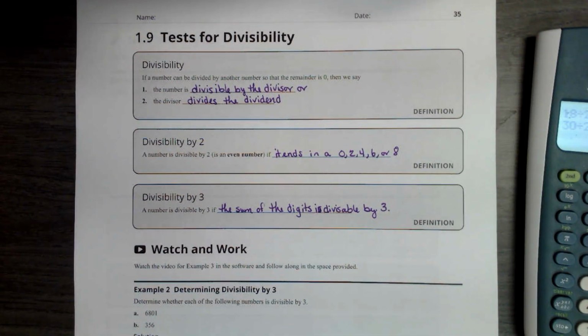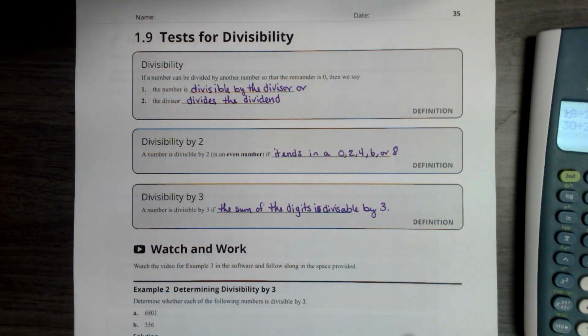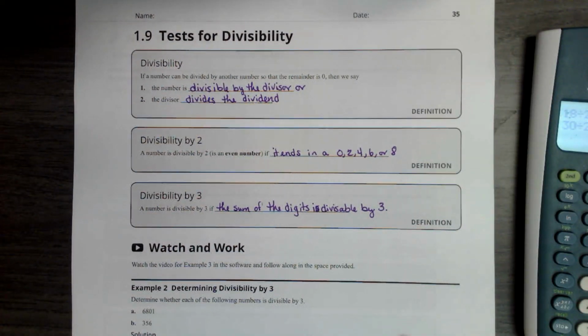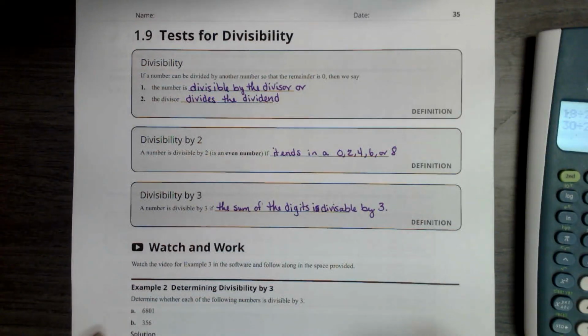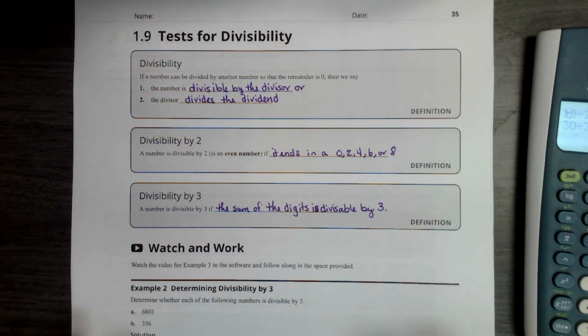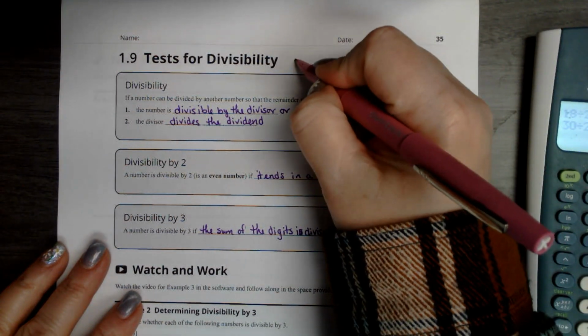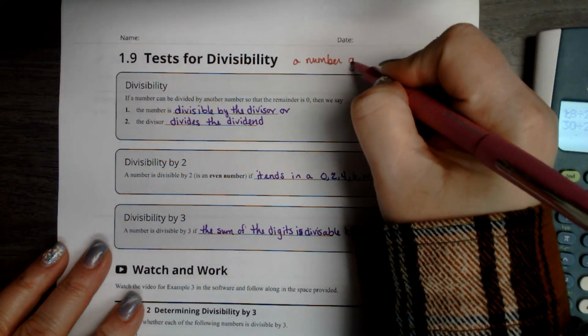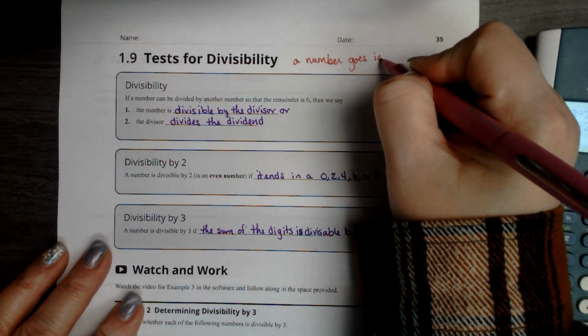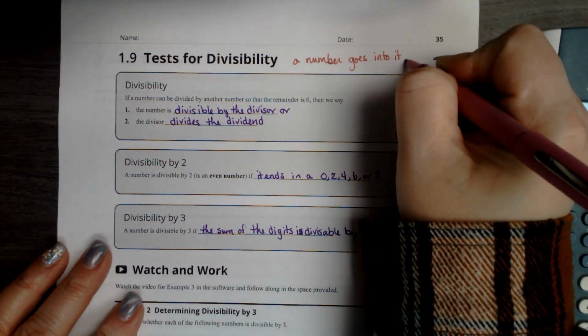So they have some tests for divisibility. You're going to have to know what these tests are. You're going to have to know how to use them and what they are. And divisibility is quite simply a number goes into it evenly.